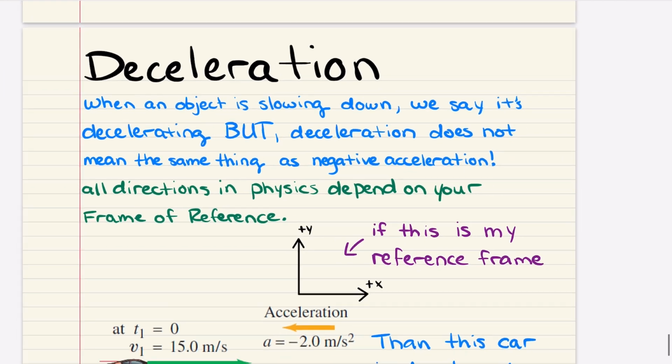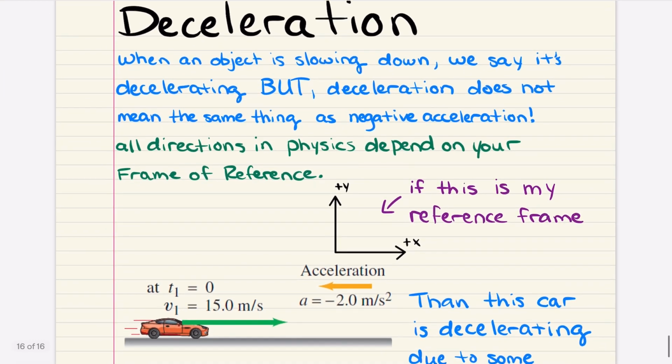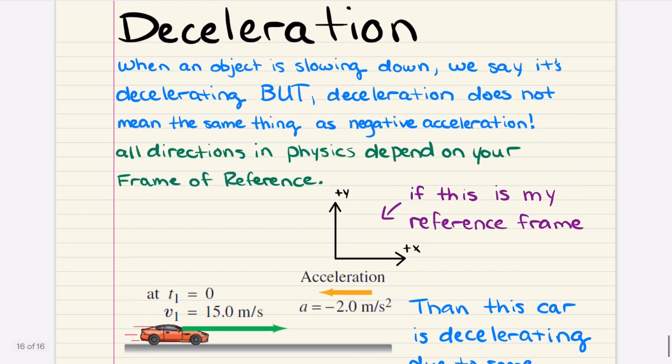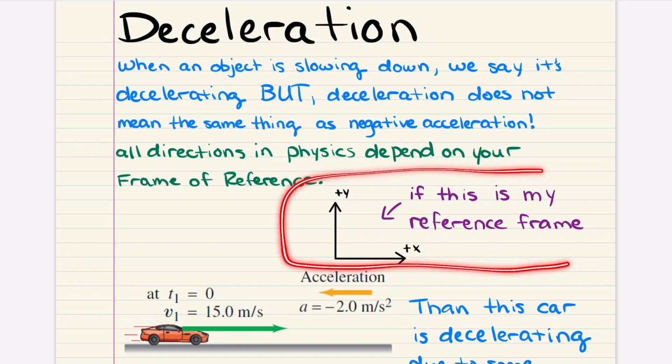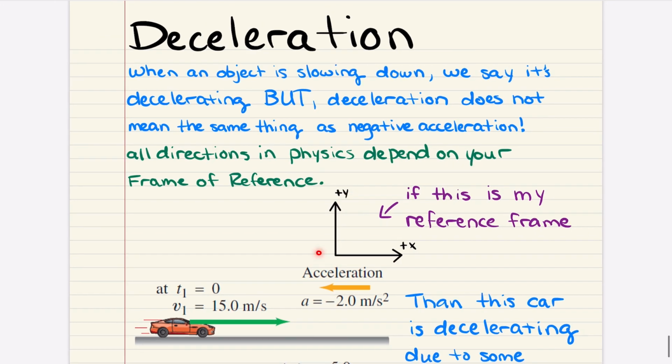I wanted to make a comment about deceleration for a minute because there's a common misconception. When an object is slowing down, we say it's decelerating. But deceleration does not mean the same thing as negative acceleration. All directions in physics depend on your frame of reference, and that's why we started this set of notes off with a frame of reference. If this is my frame of reference, where this direction is positive x and this direction is positive y, that means that this direction must be negative x.